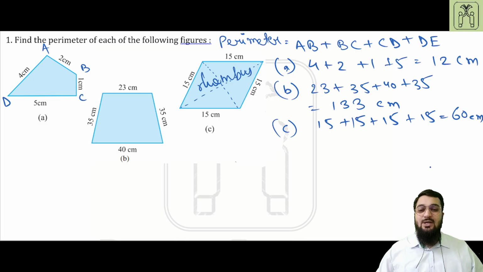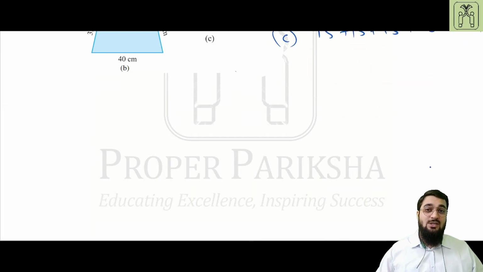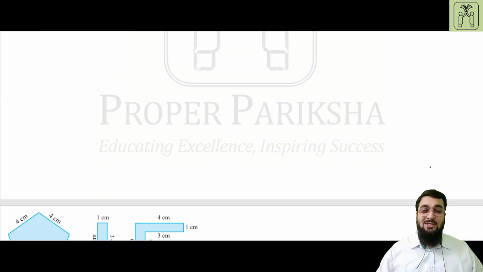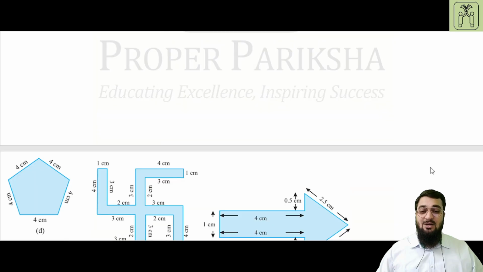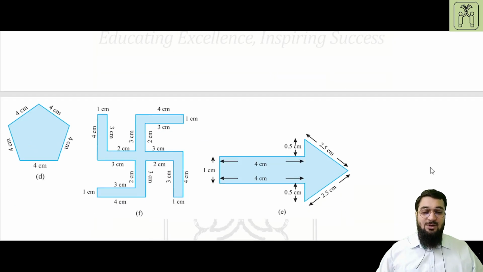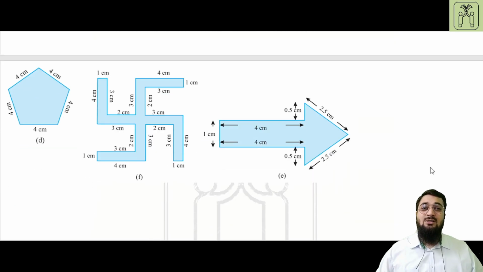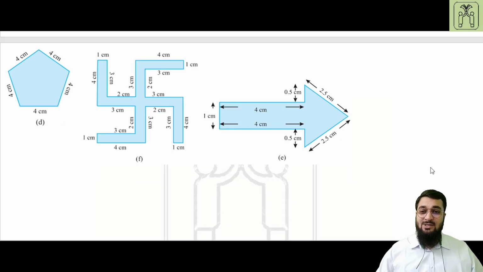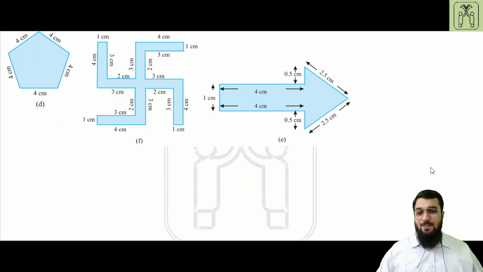Coming to the next question. I hope that you understand how the perimeter of any shape is calculated. It is very simple. You just have to add all the edges that are present on that shape. Now coming to D, E and F. Okay, parts D, E and F are mentioned in opposite order.